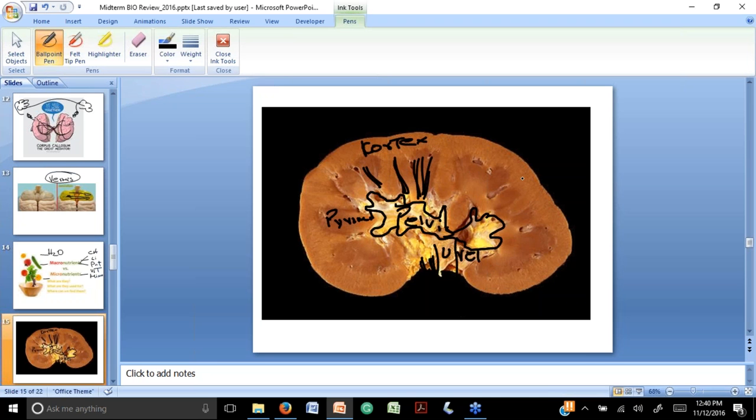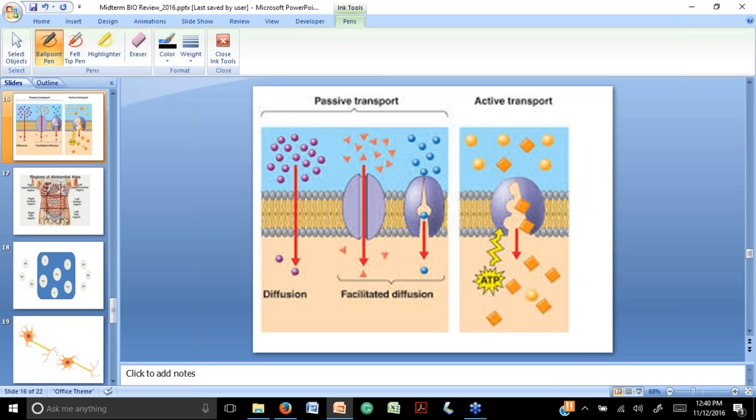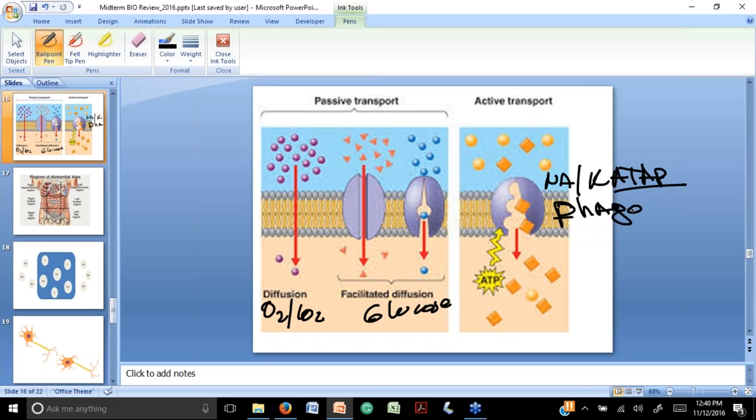This is a specimen. Okay, passive and active transportation: diffusion, we have gas exchange. Facilitated diffusion is the glucose. And active transportation is going to be the sodium-potassium ATPase, because they use energy. We have phagocytosis. Okay.